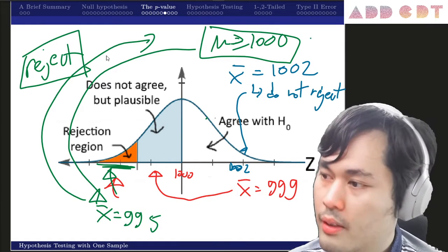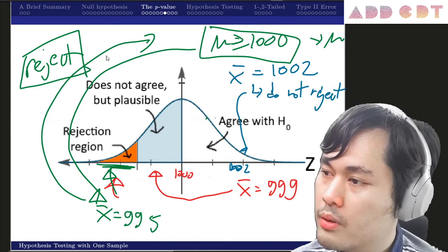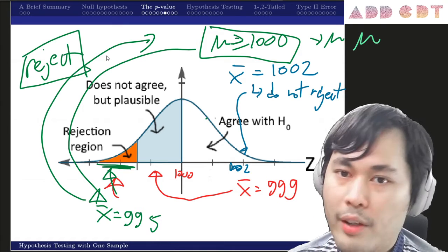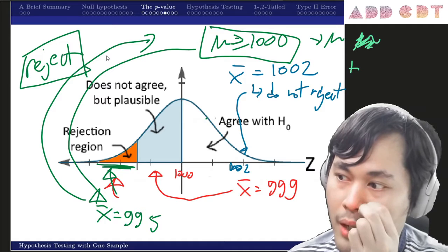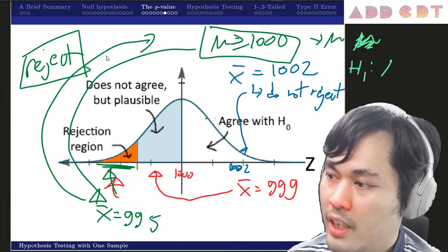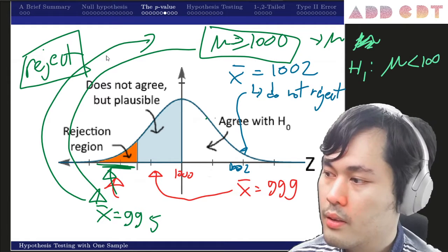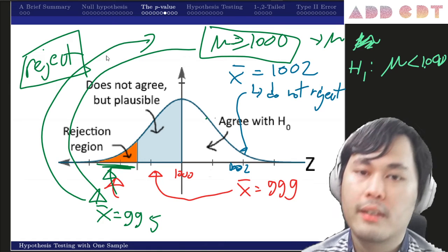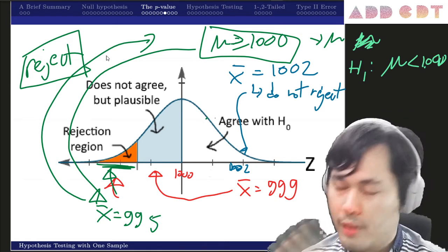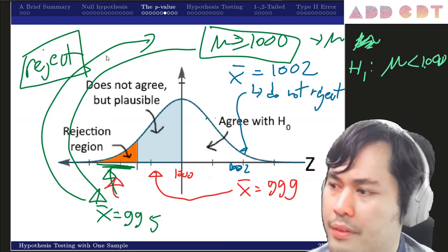If I reject the null hypothesis, that means I believe the opposite. I believe that the mean is at most 1,000. I believe in the opposite of that statement.